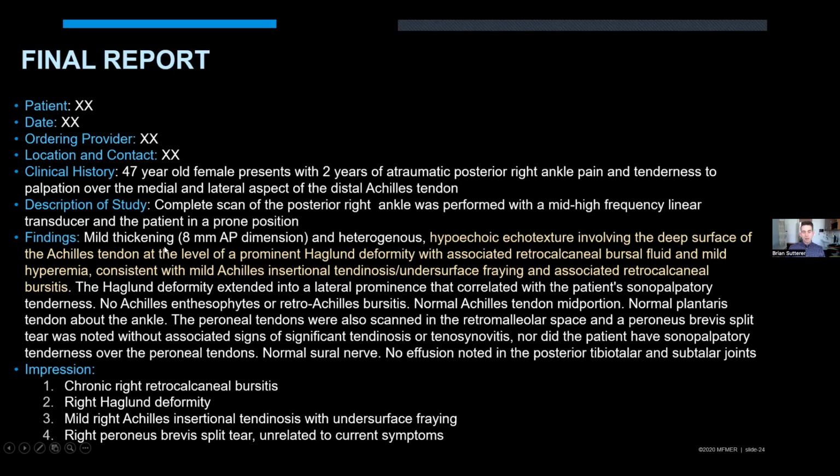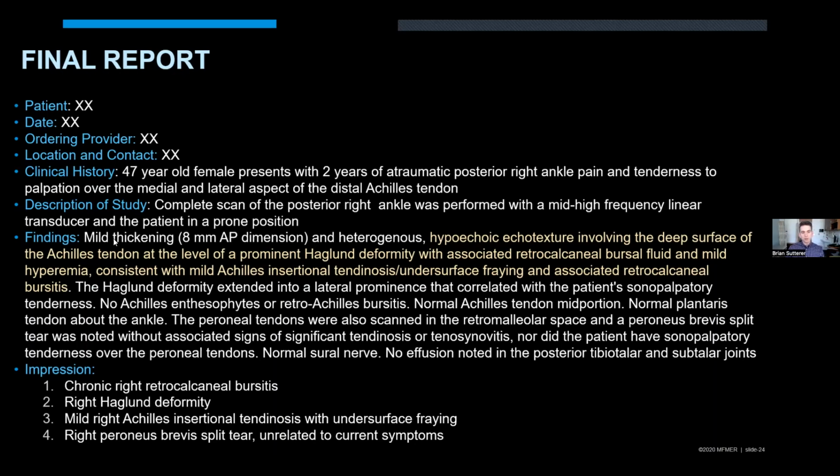The findings, I know there's a lot of variety. I like the approach of making it a little bit more narrative than just a list of Achilles tendon normal, peroneal tendons normal. I like the narrative flow, almost like I'm reading an MRI report to a degree.